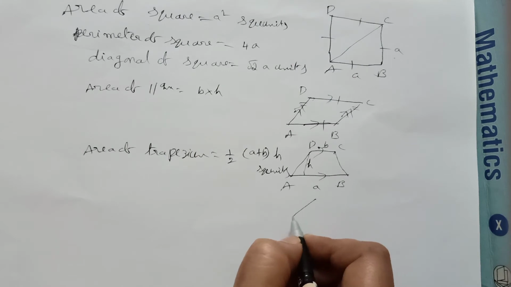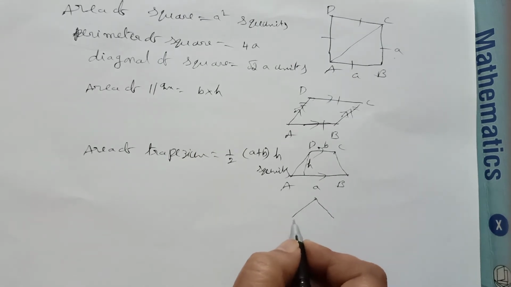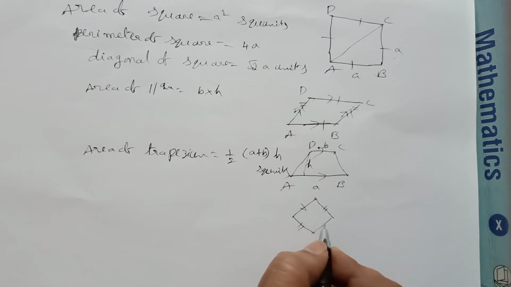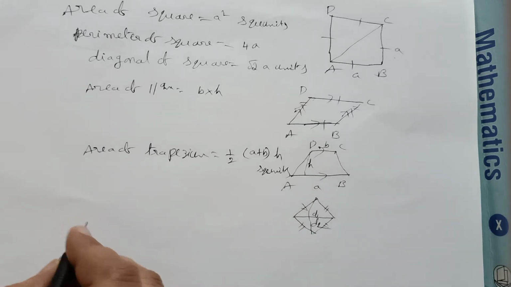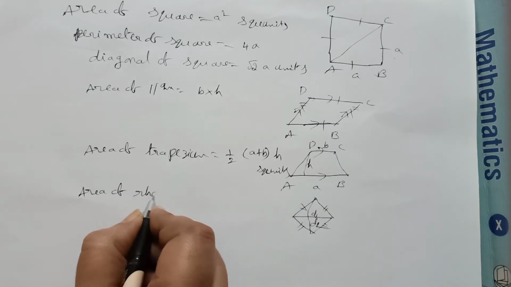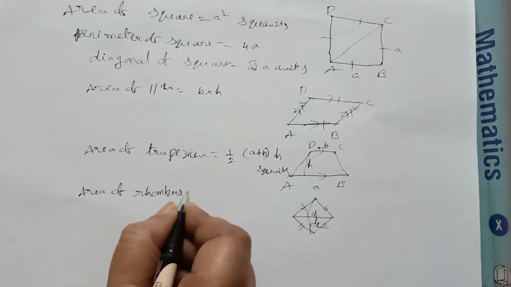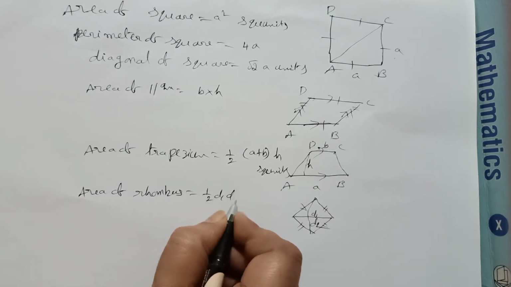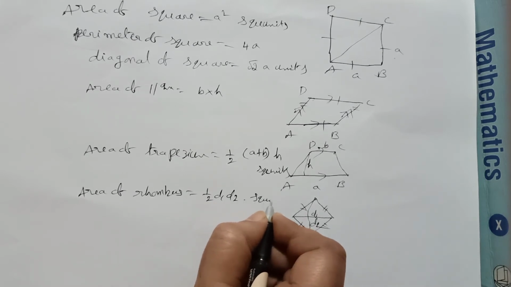Now if you consider a rhombus, in a rhombus all the four sides are equal. This is the diagonal d1 and this is the diagonal d2. So area of rhombus is equal to half d1 d2 square units.